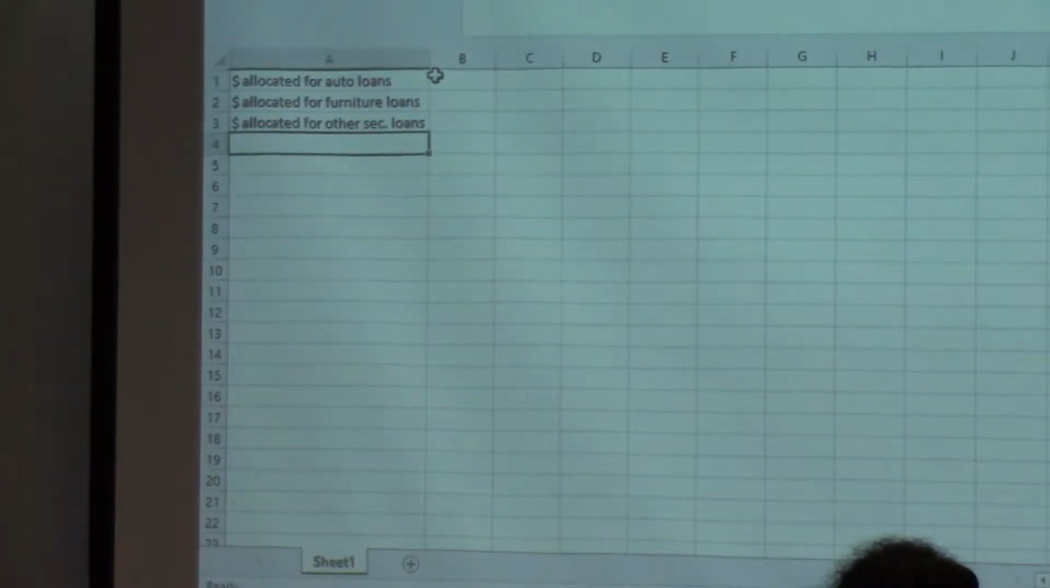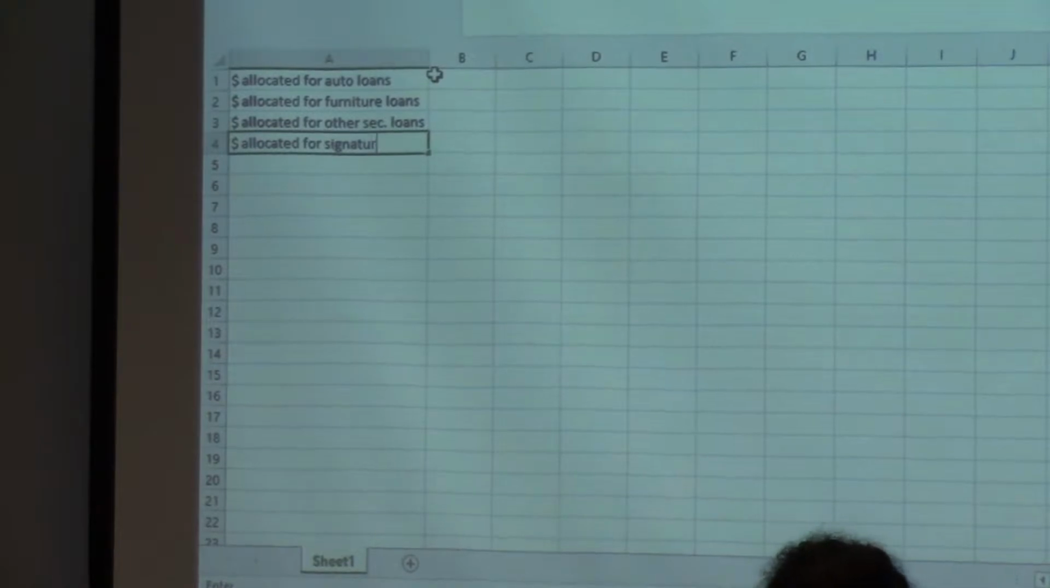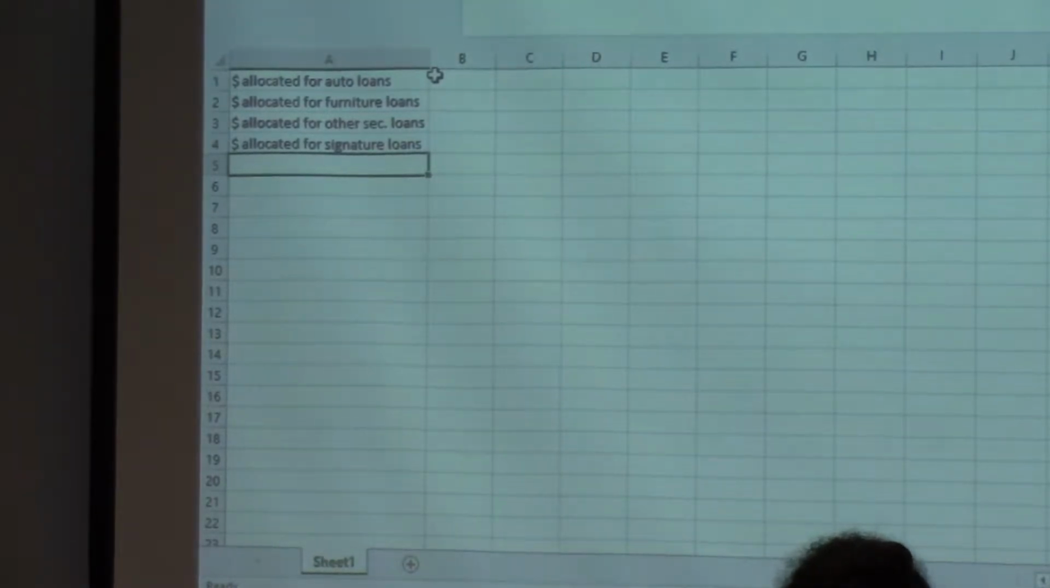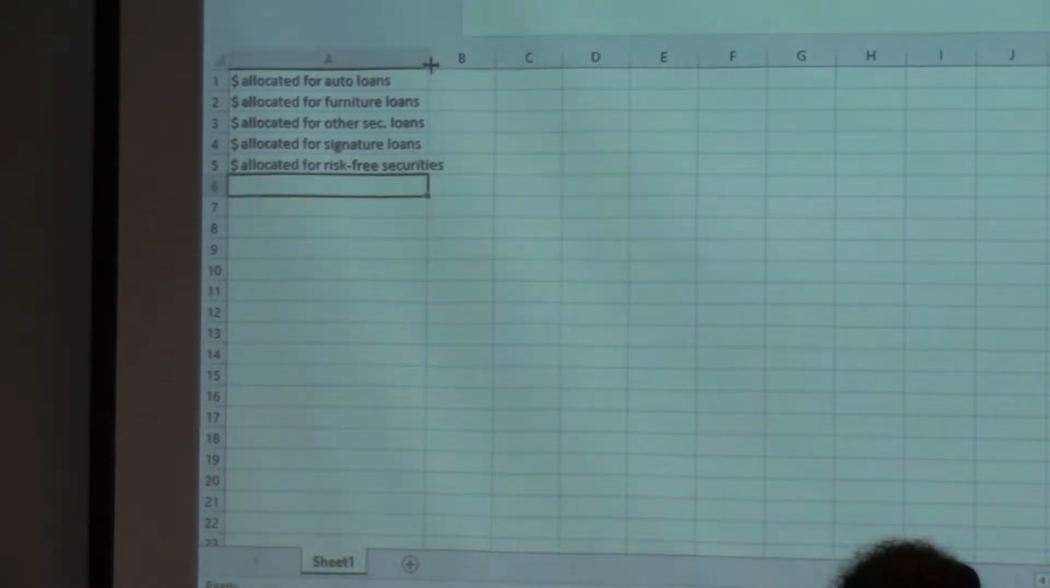Any other types of loans? Signature loans. All right. Are there other loans? Risk-free securities. Securities, you said? Are there any more?